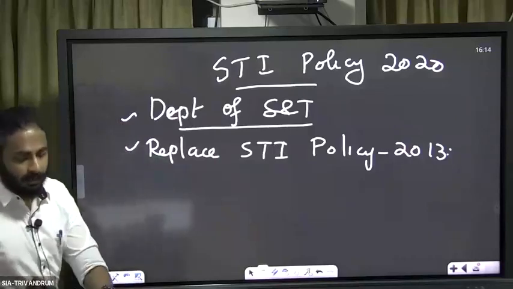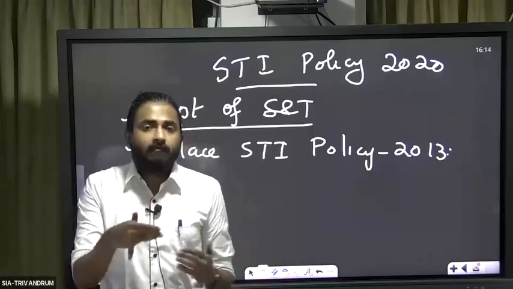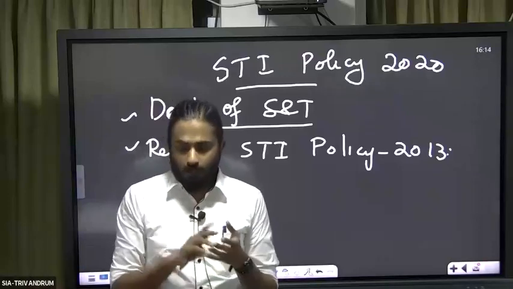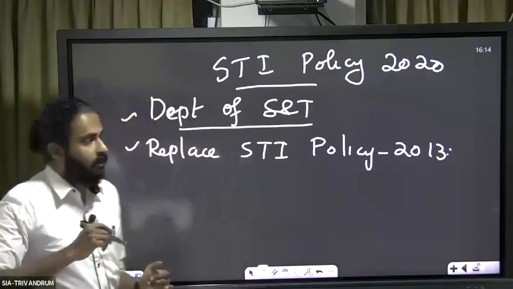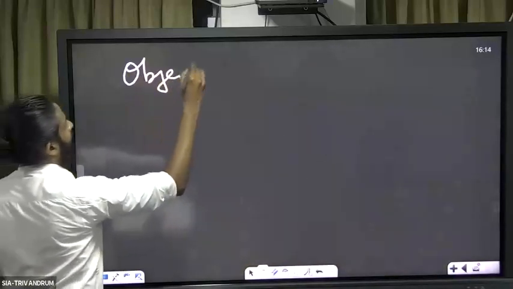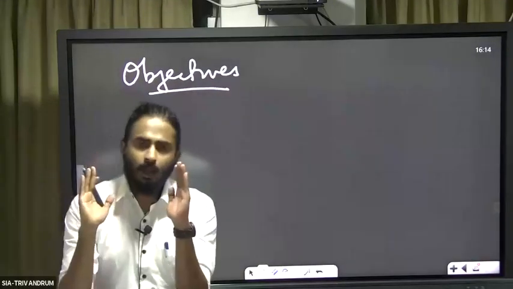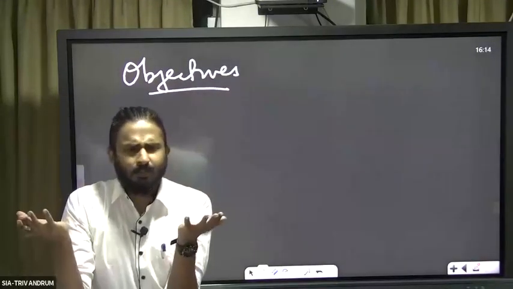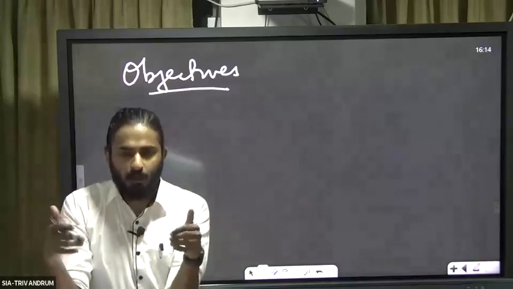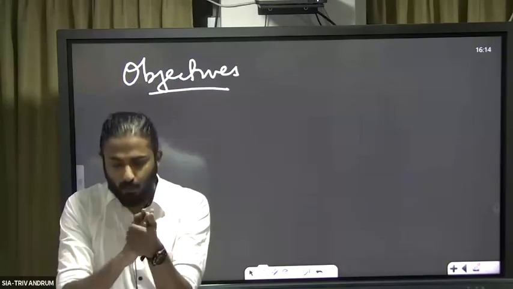Now, whenever you study a policy, there will be some broad objectives, and there will be some features which we are introducing in this policy. So these two things should be focused on. What are the objectives and features of this policy? What are the objectives? Mainly, there are three objectives. Very generic objectives. Even if they ask the objective of this policy, by reading this objective itself, you will be able to understand whether it is linked to STI itself.